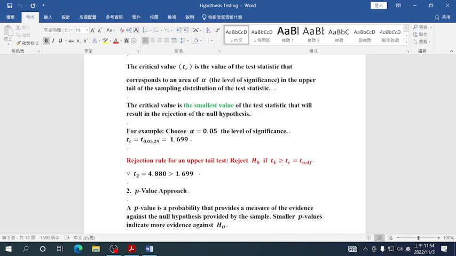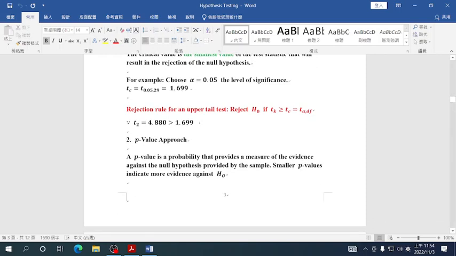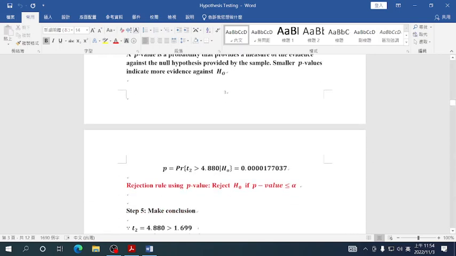Okay, how about the p-value approach? Look at this term here. We wanted to see the right-hand side area of the test statistic. Therefore, it is the probability of T2 greater than 4.88.